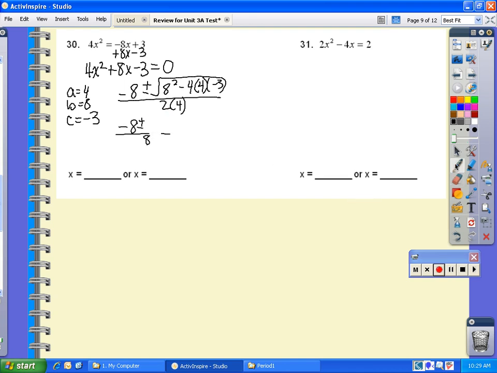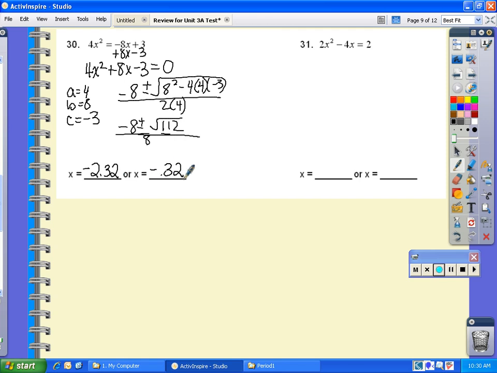This is not 0. Your discriminant here for number 30 is going to be 112. So you're actually taking the square root of 112. Several ways of doing this. You do negative 8 plus the square root of 112 divided by 8, and negative 8 minus the square root of 112 divided by 8. So you will need to do both of those solutions. If you would like to simplify the radical, you can do that, or you can just get two decimal approximations, which in this case will be either negative 2.32 or negative 0.32.